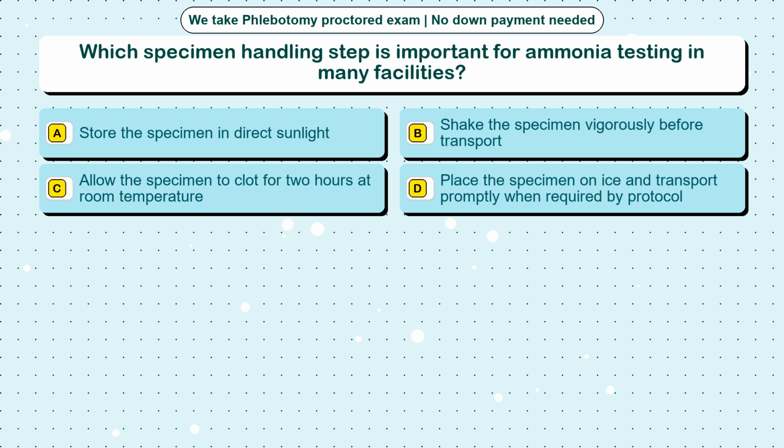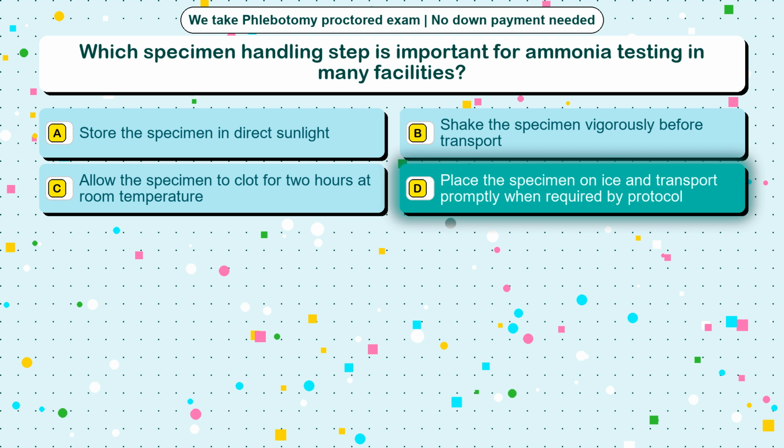Question 94. Which specimen handling step is important for ammonia testing in many facilities? Option A. Store the specimen in direct sunlight. Option B. Shake the specimen vigorously before transport. Option C, allow the specimen to clot for 2 hours at room temperature. Option D, place the specimen on ice and transport promptly when required by protocol. The correct answer is option D.